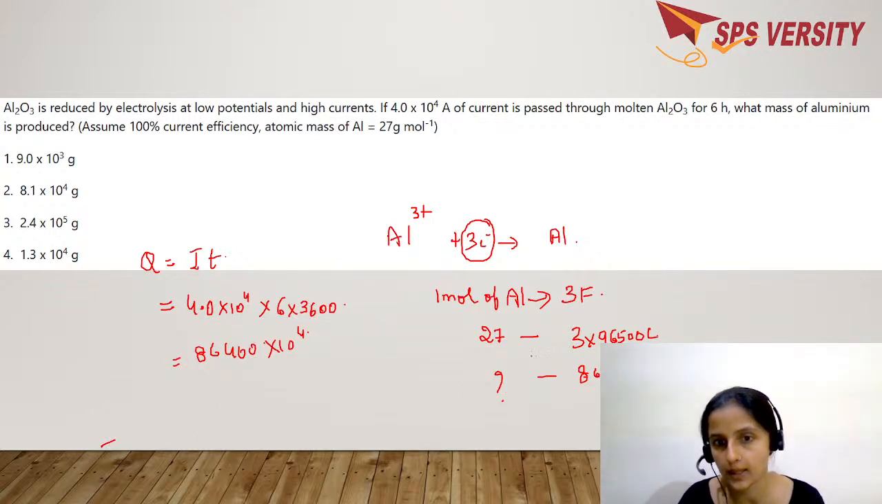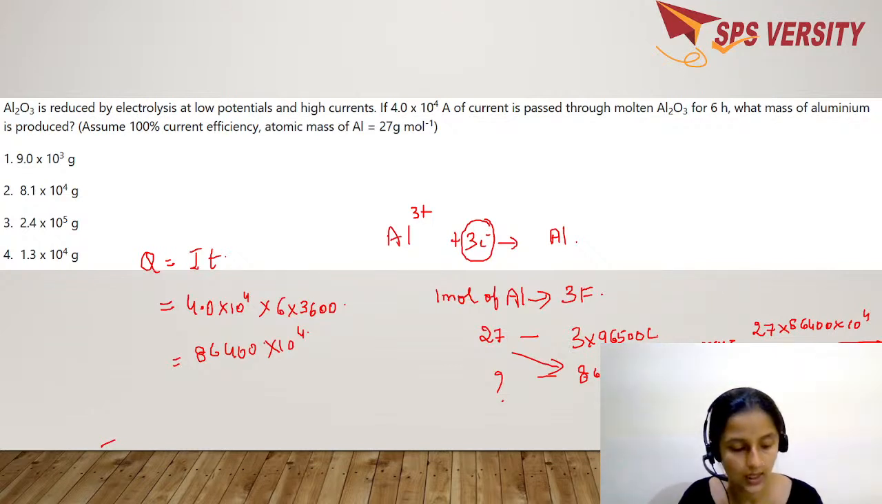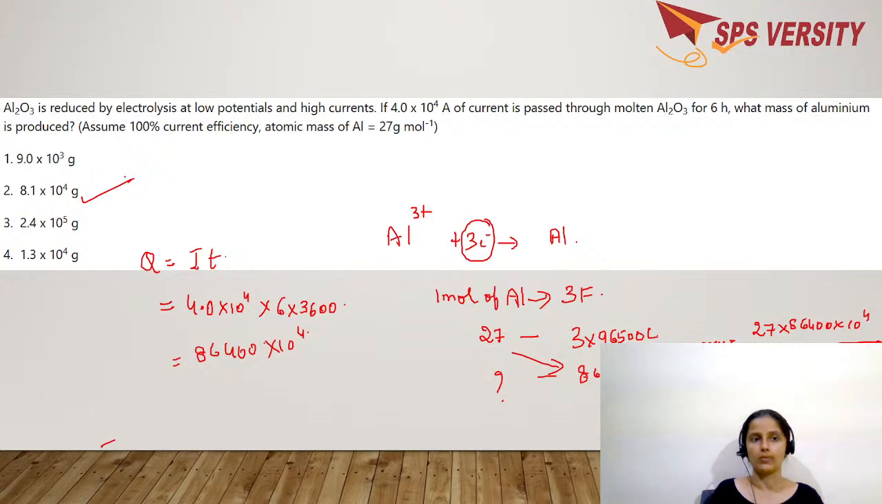You know how to cross multiply, right? Mass is equal to 27 times 86,400 times 10 to the power 4 divided by 3 into 96,500. So the mass which you are going to get is 80,580 grams, that's nothing but 8.05 into 10 to the power 4. That's nearly equal to 8.1. So the correct answer would be option 2.